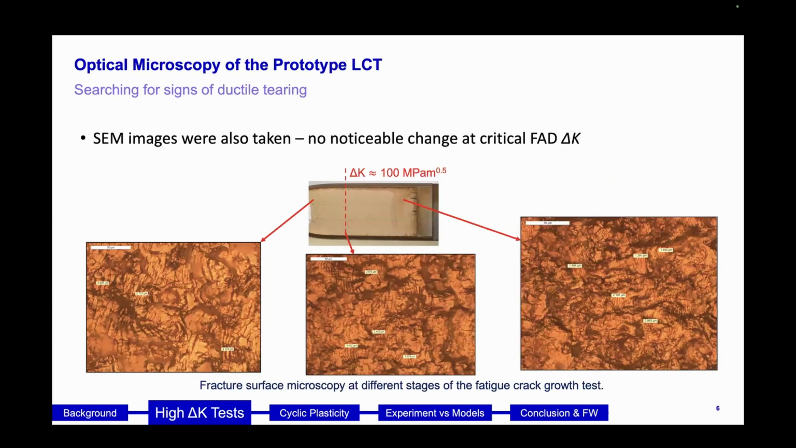And again, looking at the specimen fracture surface, something tells us otherwise. We have regular striations from start to finish and around the 100 megapascal root meter line. There is no notable change. The striations stay consistent. And more importantly, there is no real sign of plasticity effects.